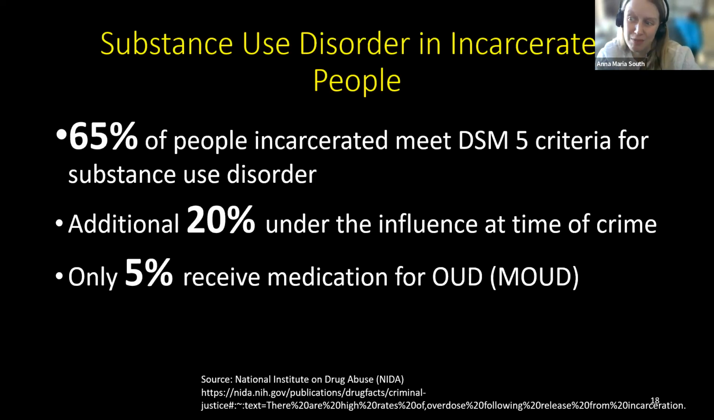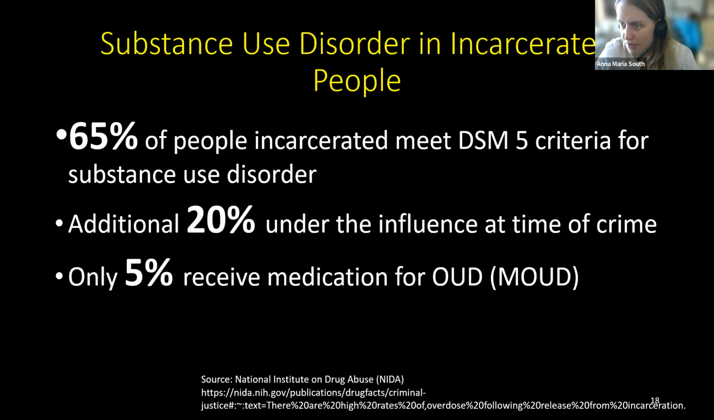And because treatment for all of these substance use disorders differs, right? That would be like saying 65% of them have some sort of chronic medical disease. Well, is it high blood pressure? Is it diabetes? Is it coronary artery disease, right? These all have different treatments. And then additionally, 20% of them were under the influence of some sort of substance when the crime occurred.